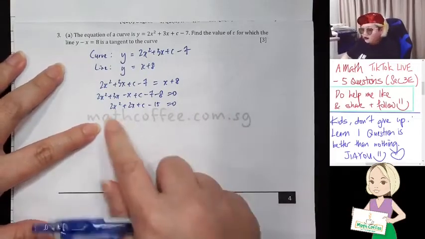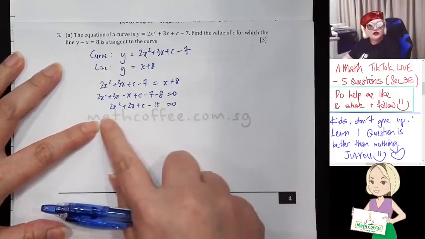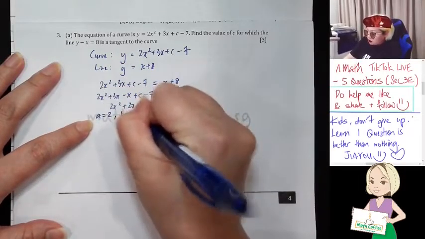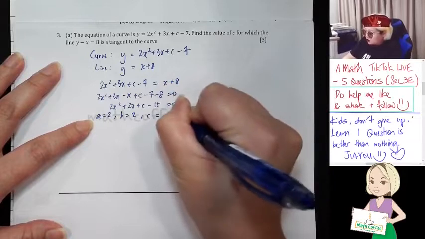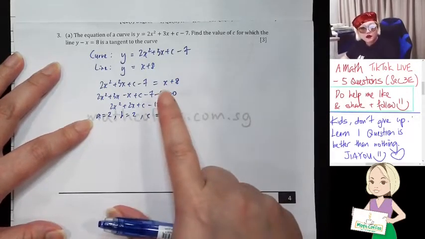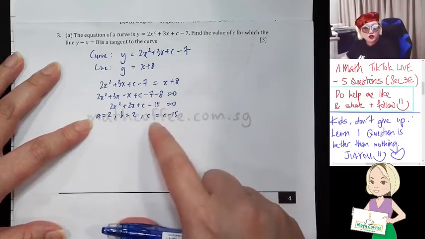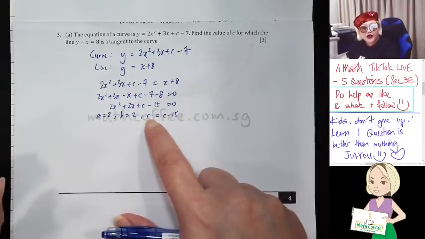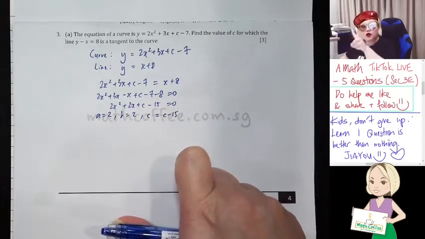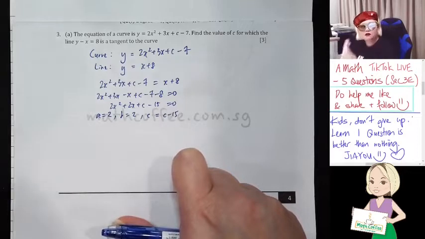Okay, see here, I already shifted everything to the left-hand side. So my a will be 2, my b will be 2, my c will be c minus 15. Kids, be careful. Because the unknown is c, the coefficient of the constant is also c, so don't get yourself confused. a is the coefficient of x squared, b is the coefficient of x, c is the coefficient of the constant. It's just coincidence that my constant consists of c. Okay?